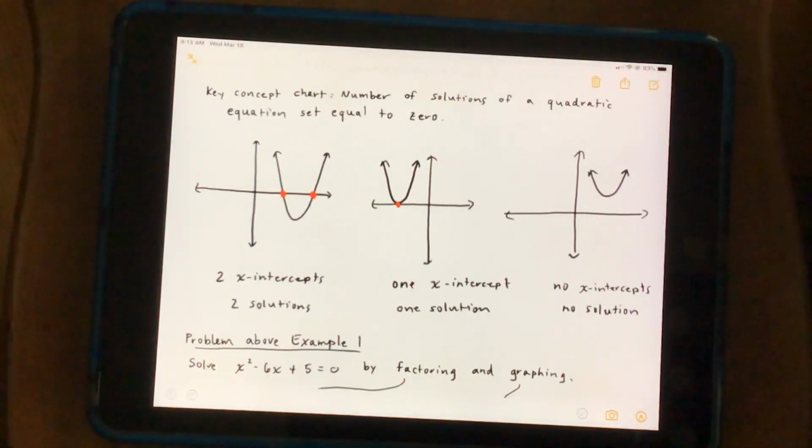Finally, if when we graph our equation, we find that there are no x-intercepts, that means there will be no solution. All right, it is time now to begin working on your homework assignment for this lesson. Thank you.